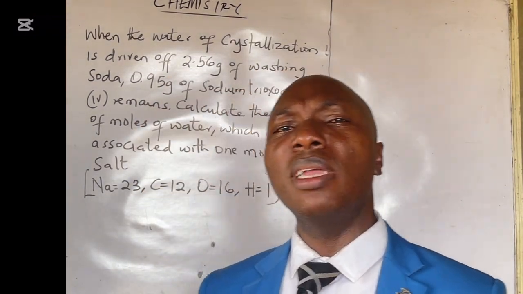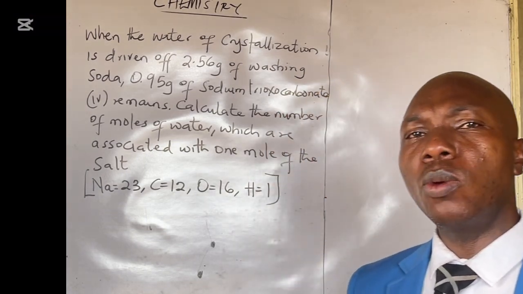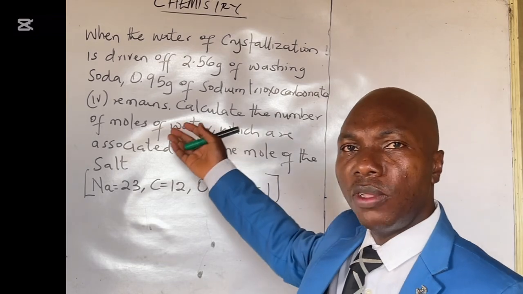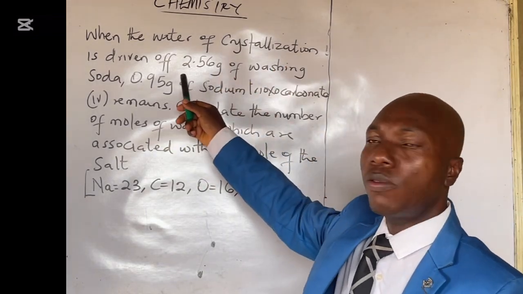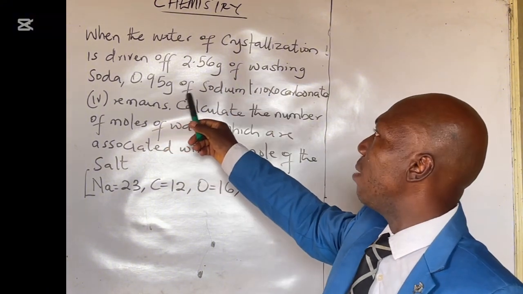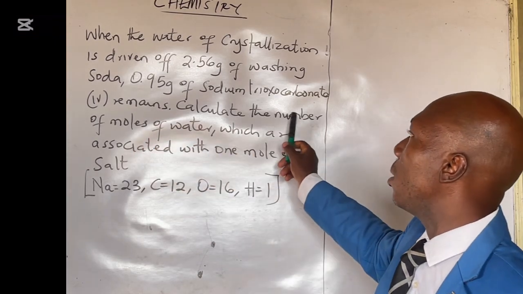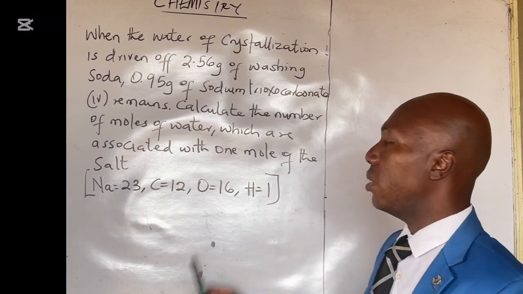I've been solving many questions on empirical formula, particularly on water of crystallization. So today we want to solve the problem on the board: when the water of crystallization is driven off 2.56 gram of washing soda, 0.95 gram of sodium carbonate remains. Calculate the number of moles of water which are associated with 1 mole of the salt.